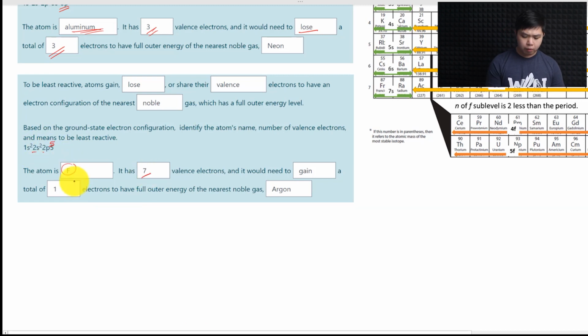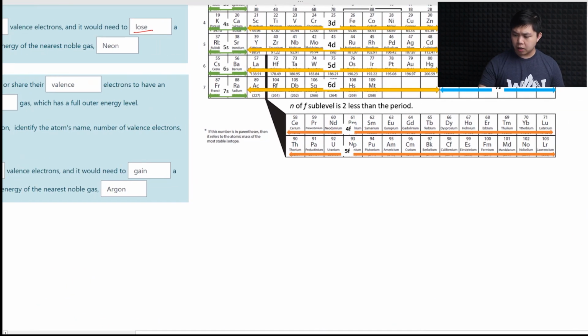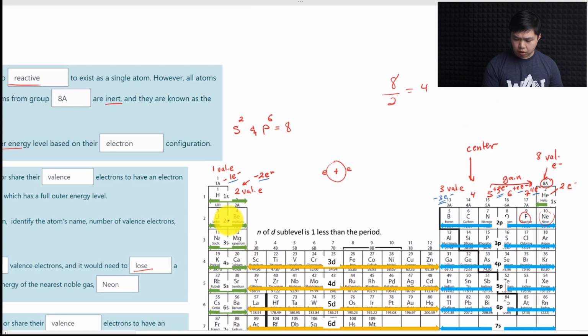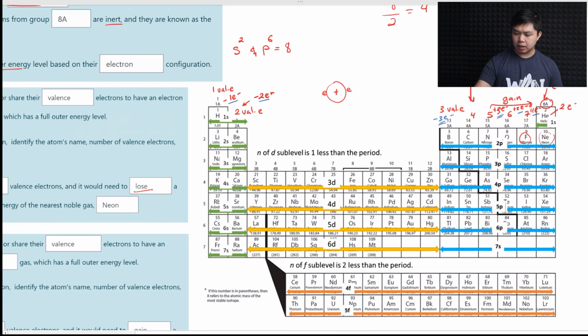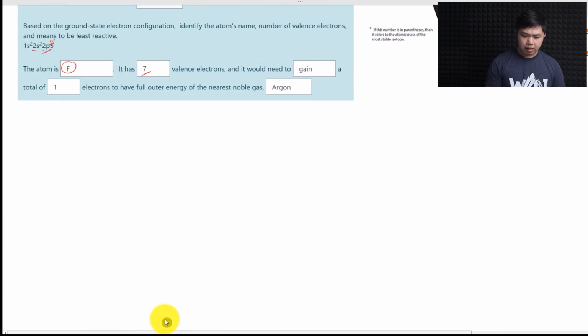But how do I know it's fluorine? Well, I go to the last part, 2p5. I go up here, 2 going across, p5: 1, 2, 3, 4, 5. That's fluorine right there. See? Easy, isn't it? So now it would gain, of course, because it has 7. How many more does it need? It only needs 1 more electron.